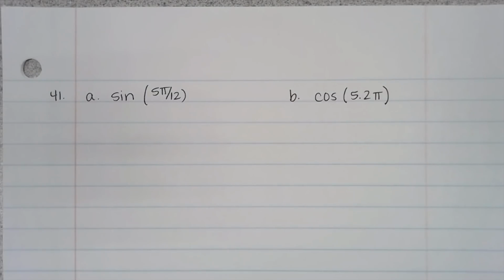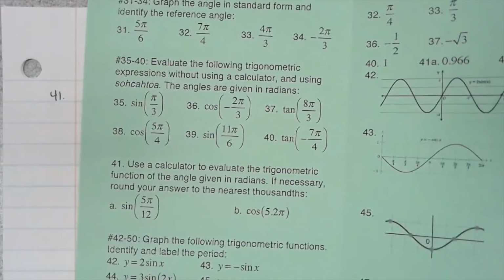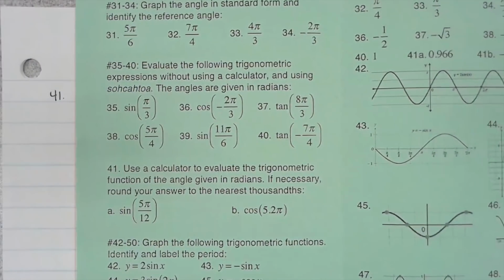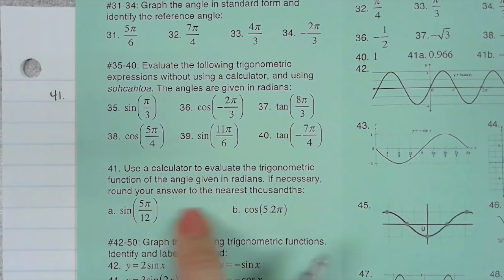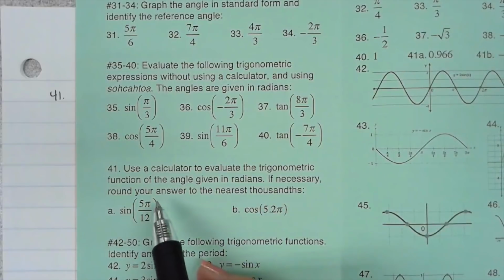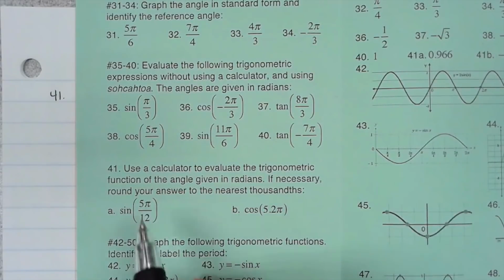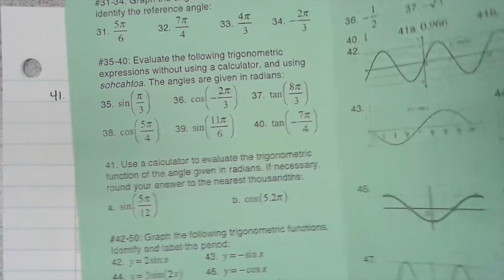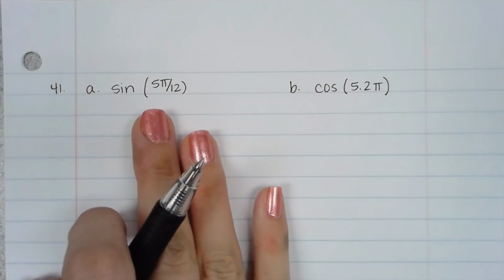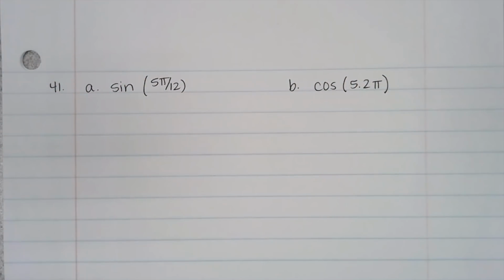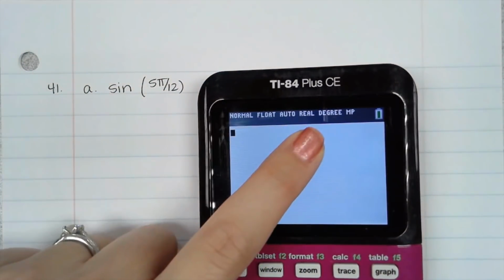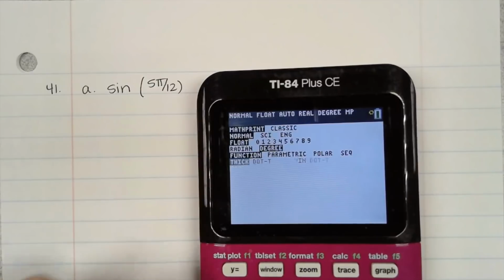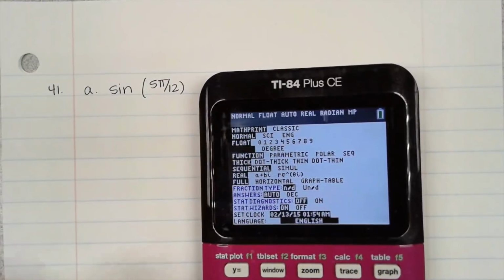The last question before we get to the graphing says, for question 41, use a calculator to evaluate the trig function of the angle that's given in radians. If necessary, round your answer to the nearest thousandth. So notice that this one has a pi and this one has a pi. They don't have to have pi's for you to know that they're in radians. They just need to not have degree measures. And so because both of these don't have a degree symbol next to them, I know that I'm working in radians. Depending on what mode your calculator was in last, so mine's in degree mode, I have to go ahead and switch it back to radian mode.